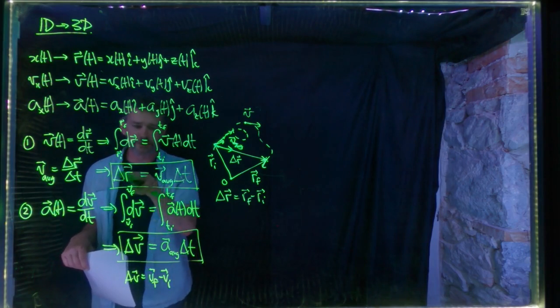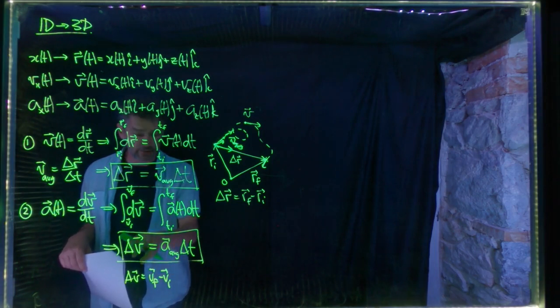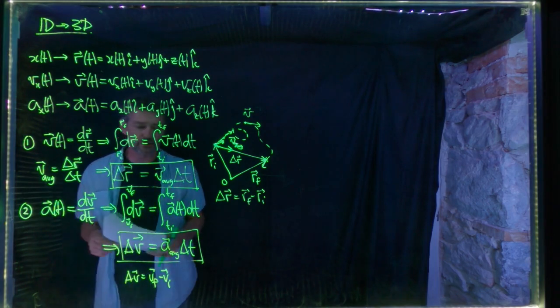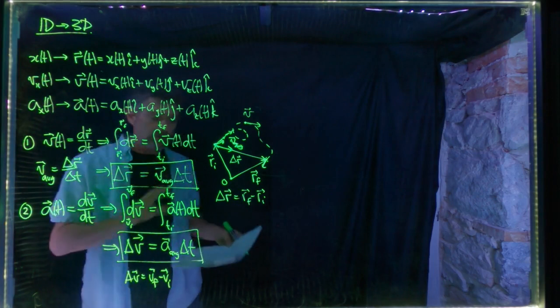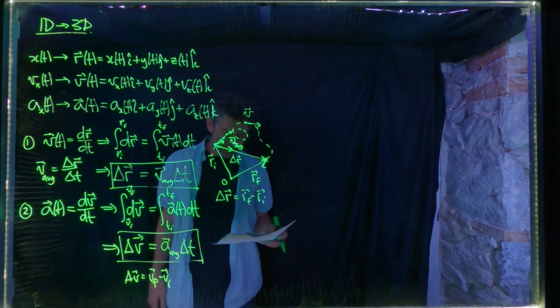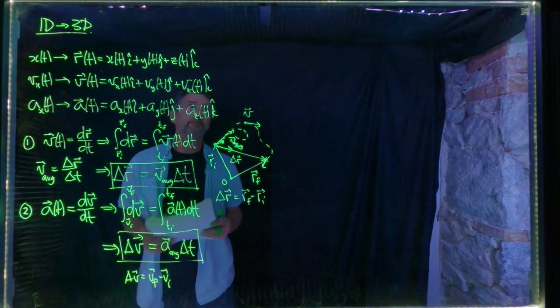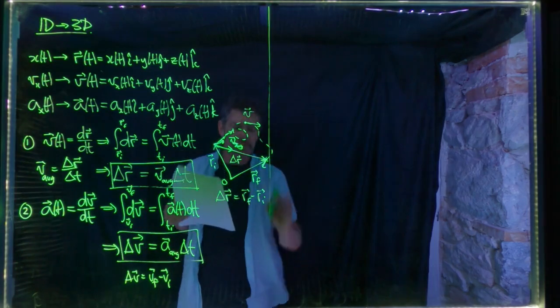This is like delta x equal to v average in the x direction times delta t, and similarly for y and z components. This is delta vx, the average acceleration in the x direction times delta t, and similarly for the y and z directions. So it's the same formula written in vector form. Okay? Great. Now let me give you an example to help illustrate all of this.